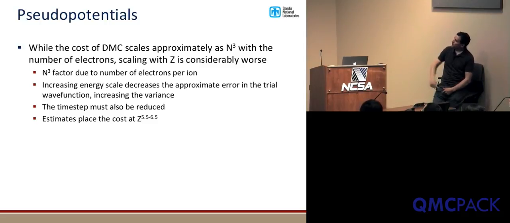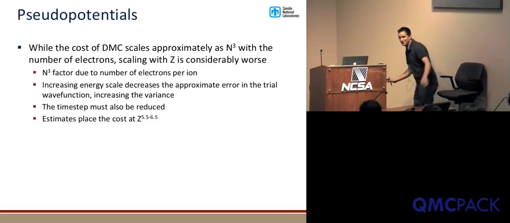You can think that the approximate error in your trial wave functions, in practice this is more or less true, is not changing. You're not getting a much better wave function for a heavier element, so your variance increases. Your importance sampling isn't magically getting better as Z gets larger. That means your time step has to be reduced as well, and you have to run longer. Estimates of this cost are that QMC scales as Z to the 5.5 or Z to the 6.5. We're in coupled cluster territory. We've got to do something about this.